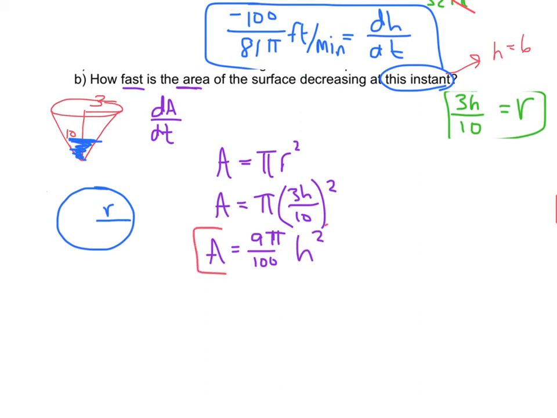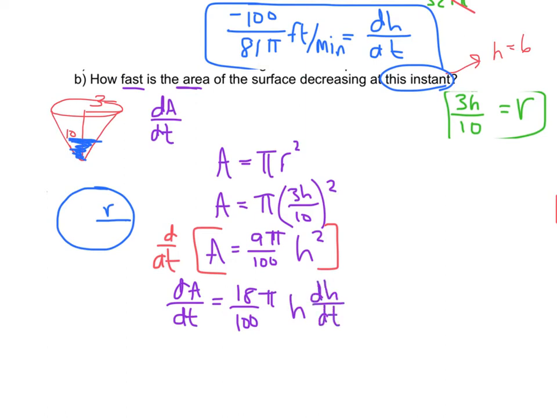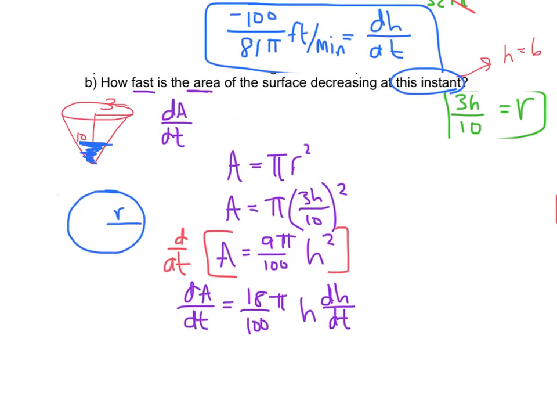So now if I took the derivative of that with respect to time, all right, I would get dA dt, which is what I want, is equal to 9 100ths times 2 would be 18 over 100 pi, and then h dH dt. Okay, now if I look at that, I can work with this because I know what h is at that instant. It was 6, and I know dH dt. I just solved for that up at top. So I should be able to now put in everything that I'm looking for.